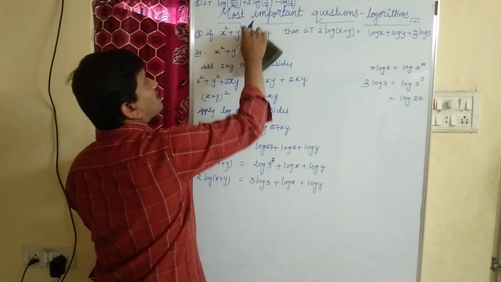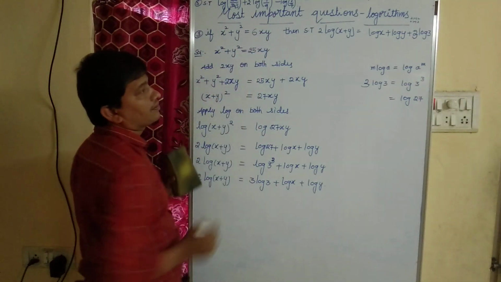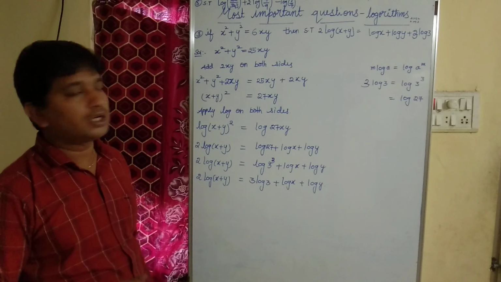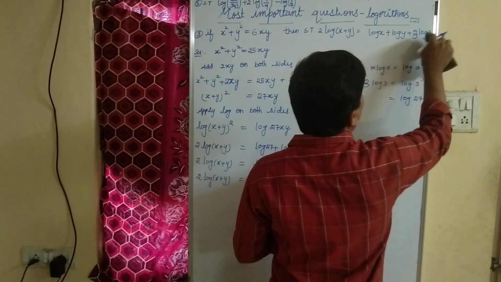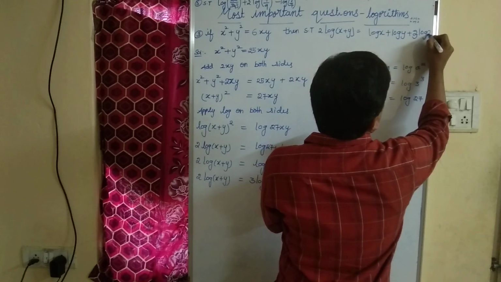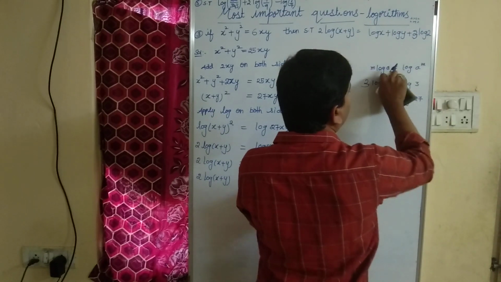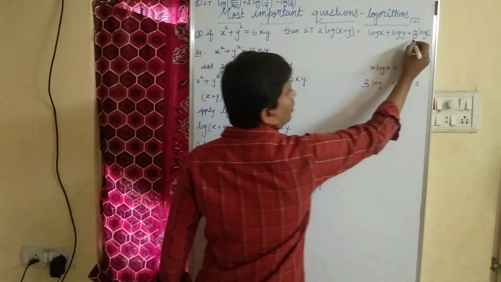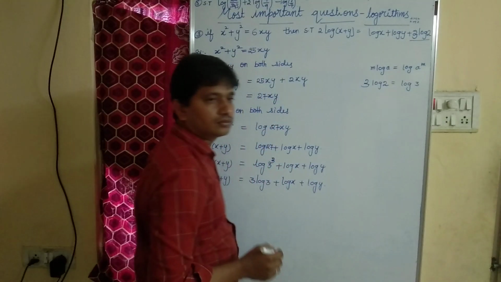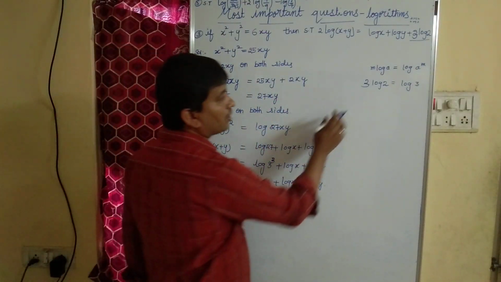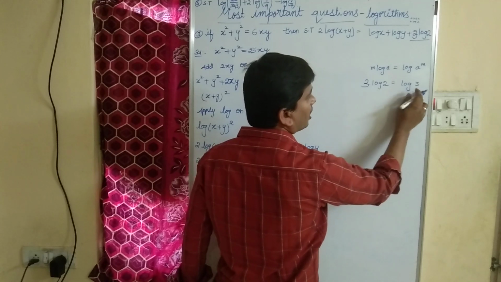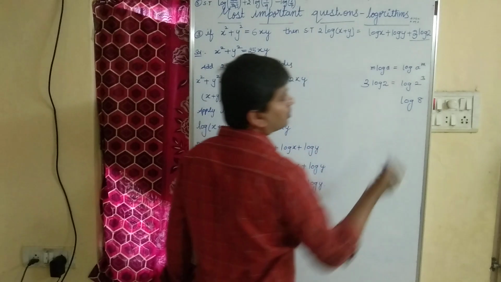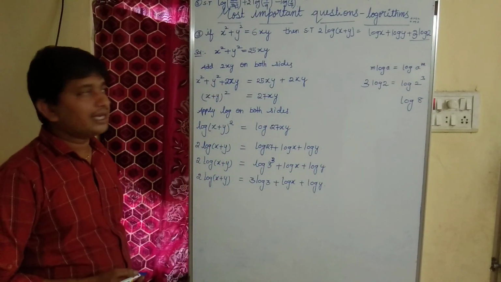If x square plus y square equal to 6xy, then show that 2 into log of (x plus y) equal to log x plus log y plus 3 log 2. So 3 log 2, which is in the form of m log a, I can write as log a power m, I mean log 2 cube. 2 cube in the sense how much, children? 2 cube is 8, right?